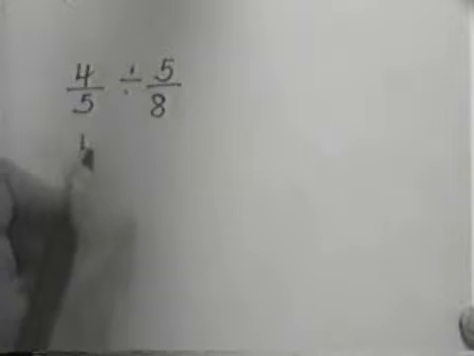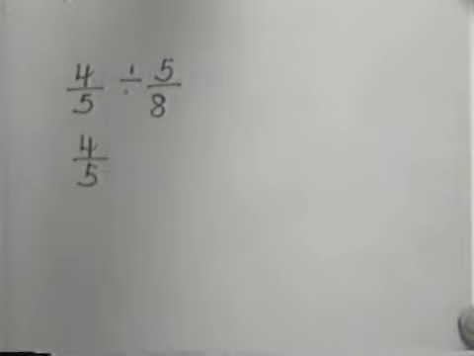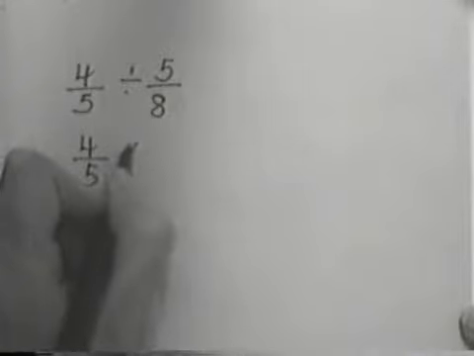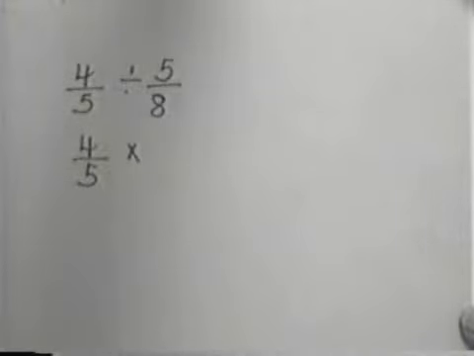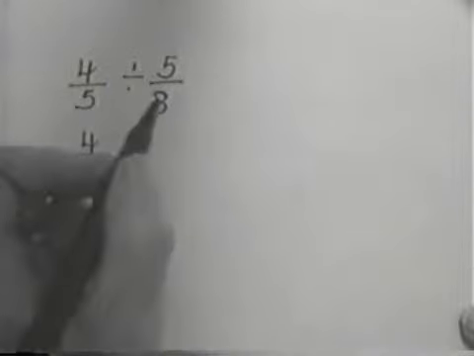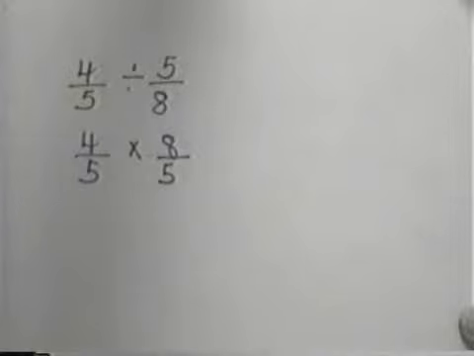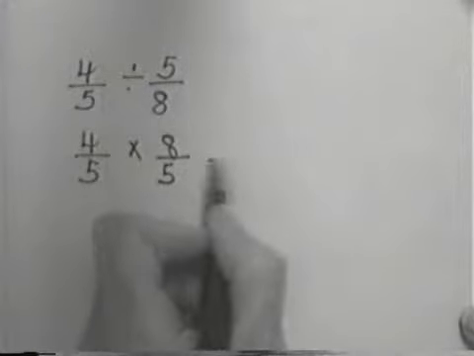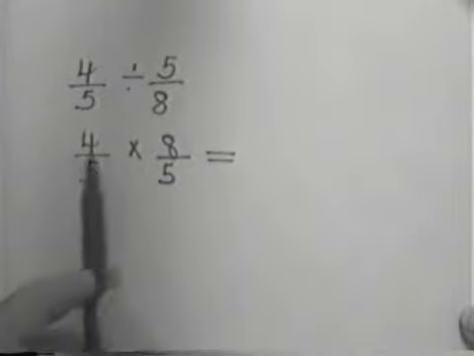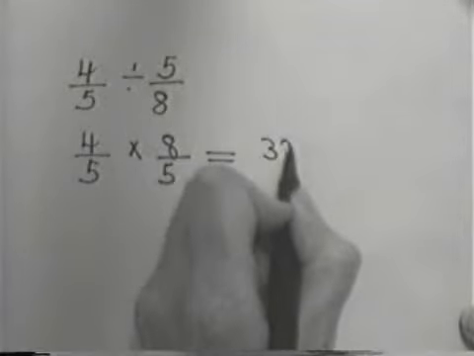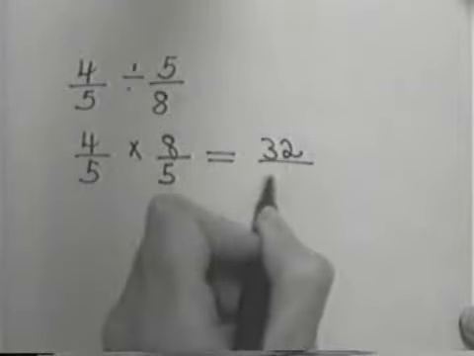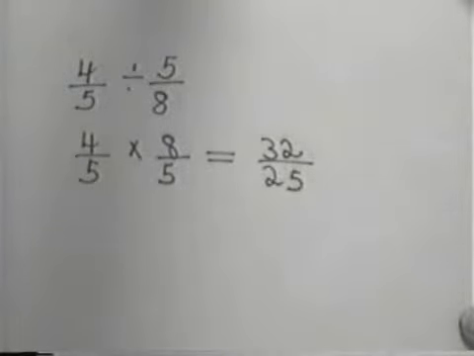So if we turn this into multiplication, we write our first fraction down, change the division sign to a multiplication sign, and then we find the reciprocal of our divisor. So the reciprocal of 5/8 is 8/5. Now we look to see if we can reduce. Now that we've done the reciprocal, we're not going to be able to do any reducing. So we go ahead and multiply. 4 times 8 is 32. 5 times 5 is 25. So our answer is 32/25.